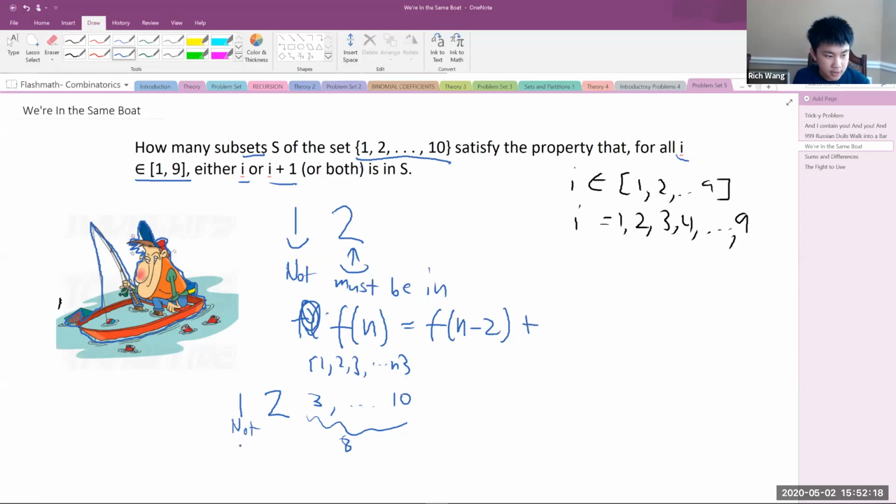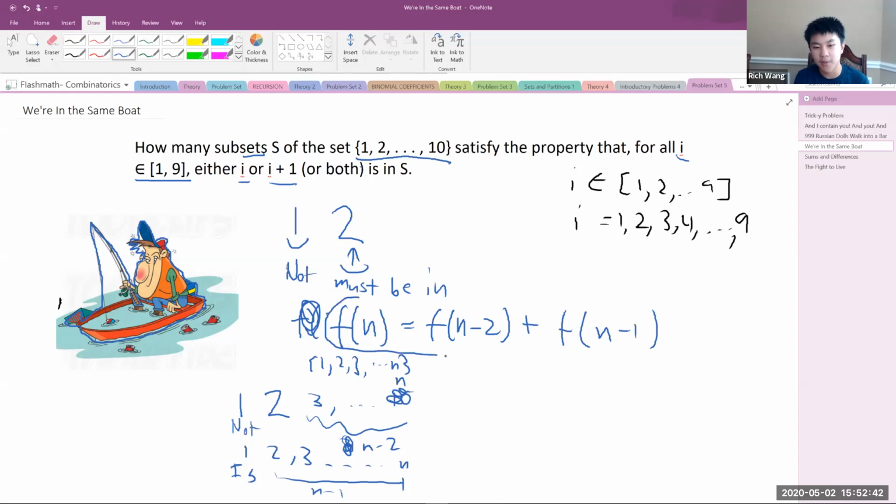Now the other case is if 1 is inside. If 1 is inside, then whether 2 is inside or not does not matter anymore. So for the rest of the elements, which are 2, 3, all the way through n, there are n minus 1 elements here, then there are just f of n minus 1 total other subsets that we can combine with it. So this is the recursion that we end up getting. Does that make sense? I know that was a bit strange.